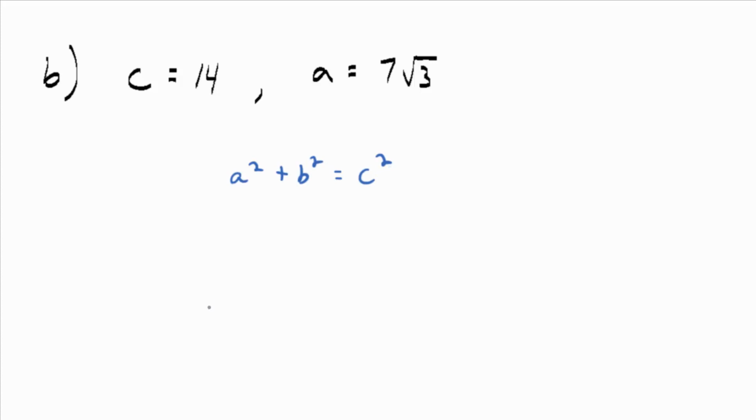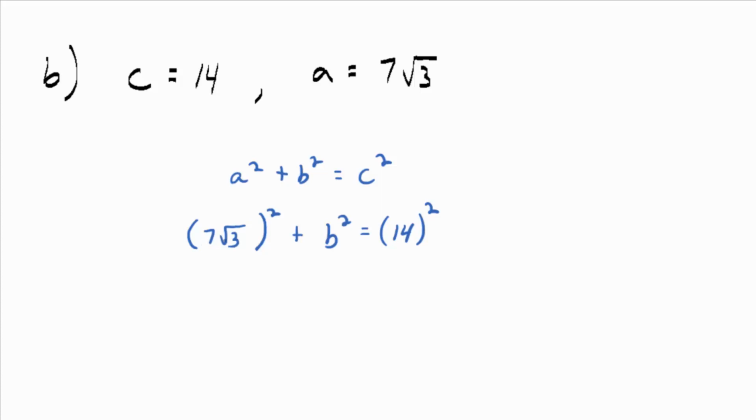So fill in what you have, what do you get? How would you write it? Before you evaluate anything, how would you write it? 7 root 3 in parentheses. Okay, good. 7 root 3 has got to be in parentheses because you're squaring the whole thing. So that's A squared plus B squared equals 14 squared.